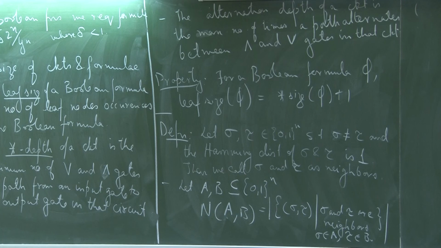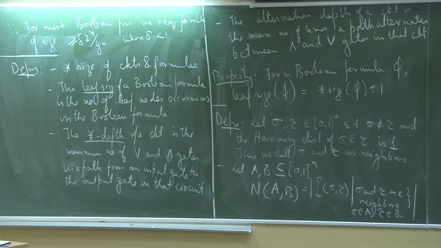I am sorry, they can be any sets. A and B can be anything, they need not be disjoint, they can have common elements. Here, in this definition, they can be anything. But when we prove Kravchenko's theorem, we will consider A and B to be disjoint.